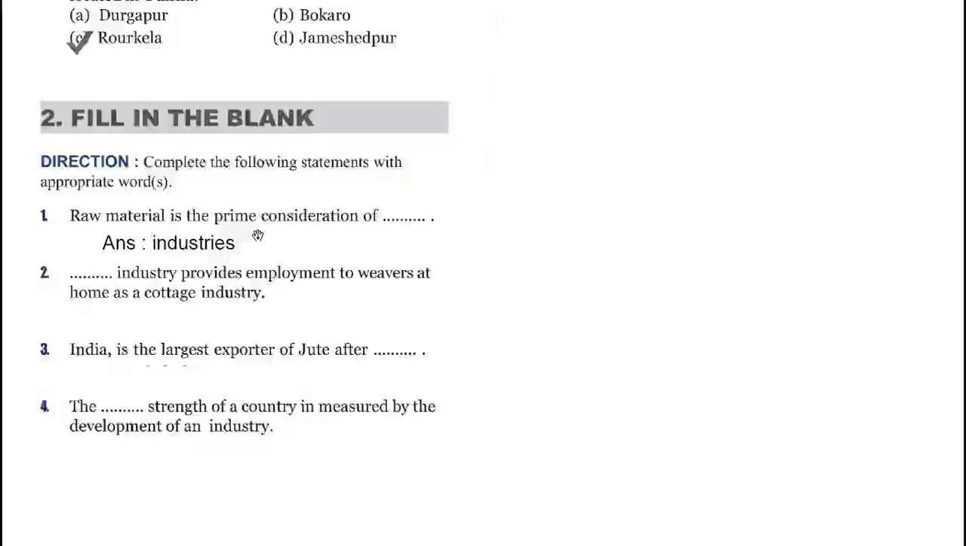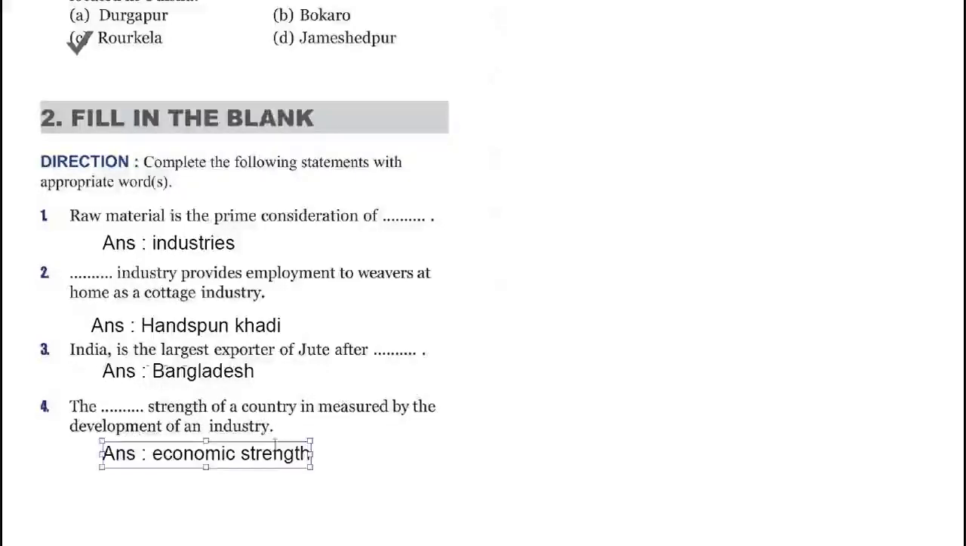Now question 2. Industry provides employment to weavers at home as a cottage industry, and its correct answer is hand spun khadi. Now question 3. India is the largest exporter of jute after dash, and its correct answer is Bangladesh. Now question 4. The dash strength of a country is measured by the development of an industry, and its correct answer is economic strength.